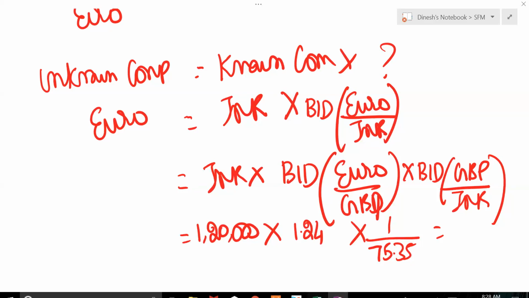Sir, but we have not taken DKR into consideration. DKR is a next problem, a separate problem. Buying euro, buying DKR. You cannot buy two currencies with 1,20,000. No, those are separate scenarios.